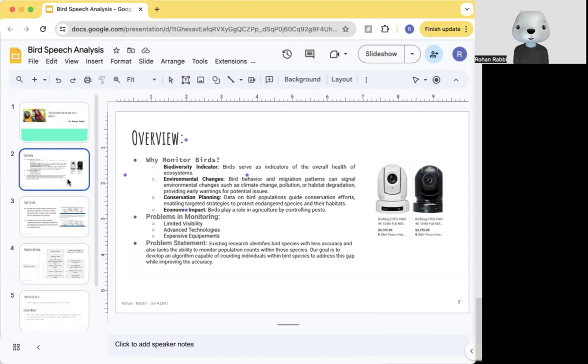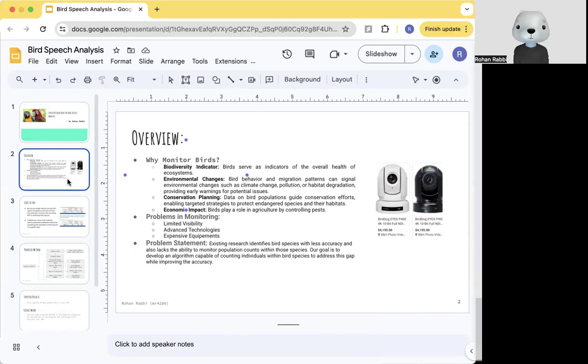Birds also play a role in agriculture by controlling pests, which has an economic impact. It can affect any country's or city's farming economy.